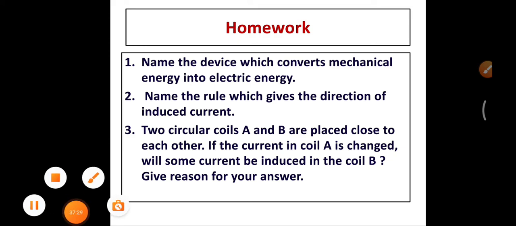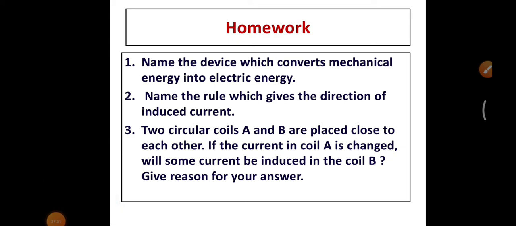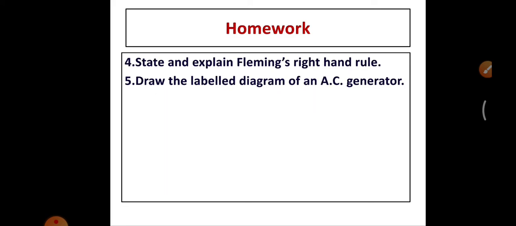This is a homework question set for you. Name the device which converts mechanical energy into electrical energy. Name the rule which gives the direction of the induced current. The third question, two circular coils A and B are placed close to each other. If the current in coil A is changed, will some current be induced in coil B? Give reason for your answer. Question number 4, state and explain Fleming's right-hand rule. The fifth question, draw the labeled diagram of an AC generator.